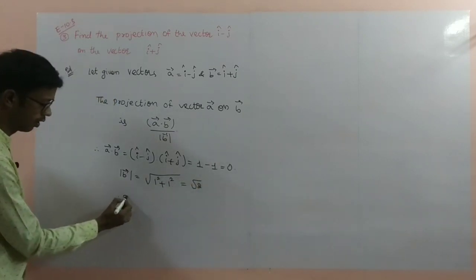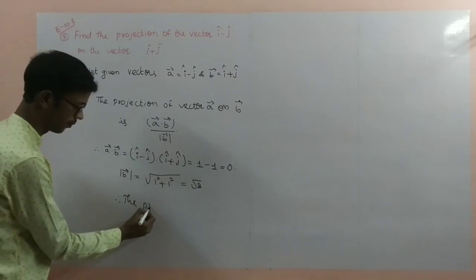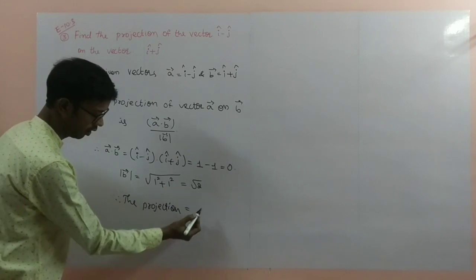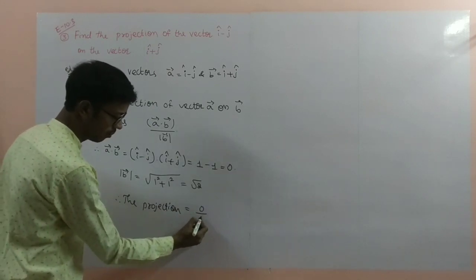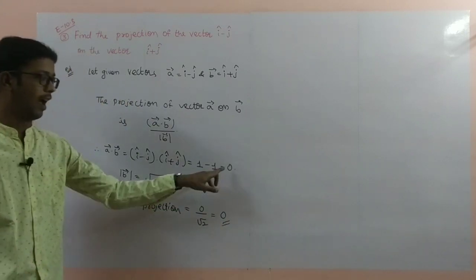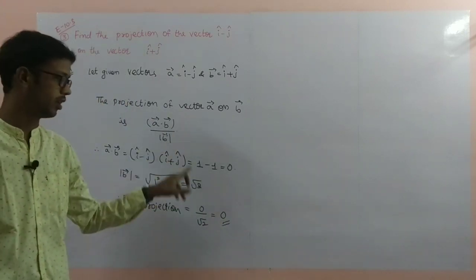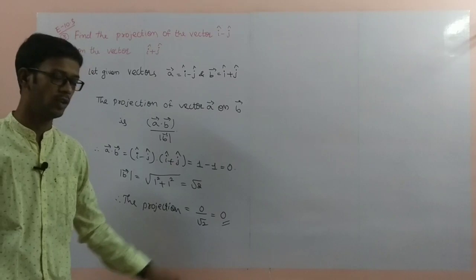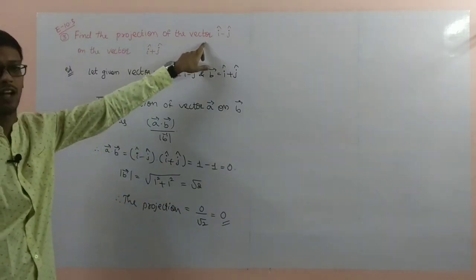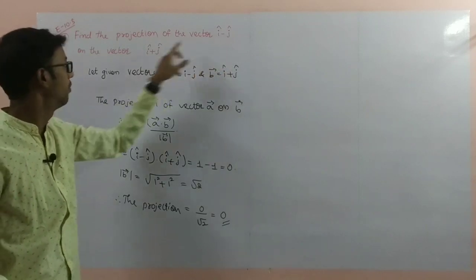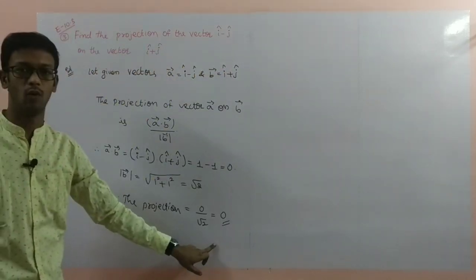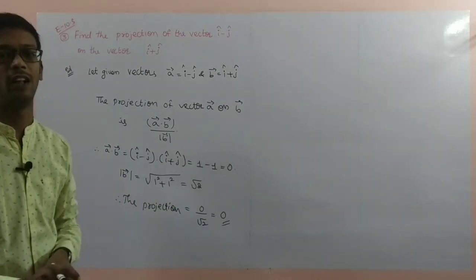Therefore, the projection equals 0 by root 2. The answer is 0. Actually, 0 by anything is 0 only, so you can directly write the answer 0. Therefore the required projection of vector i cap minus j cap on the vector i cap plus j cap is 0. Projection is nothing but one value.